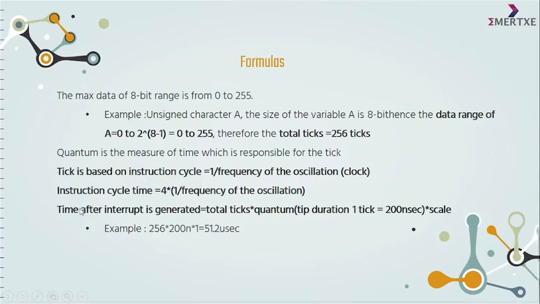So the time after the interrupt is generated is equal to the total ticks, which is 256 here, times the quantum. The quantum, or duration of one tick, is given as 200 nanoseconds, times the scale. So here it's 51.2 microseconds.